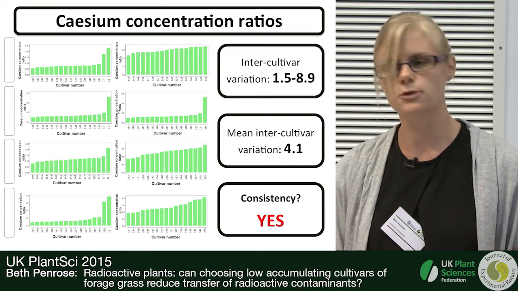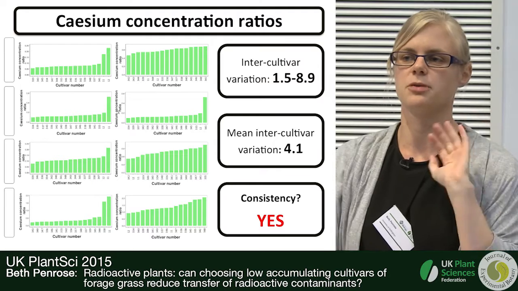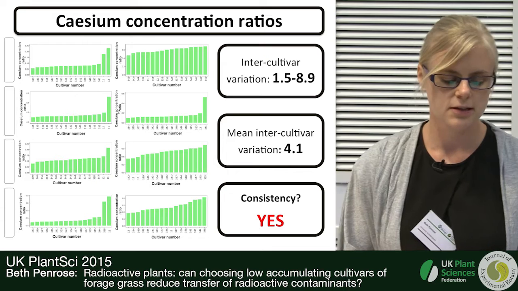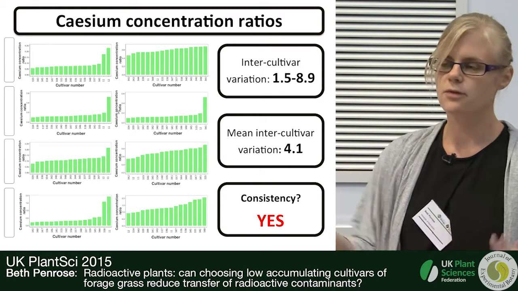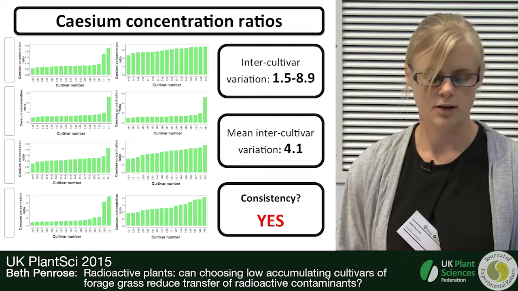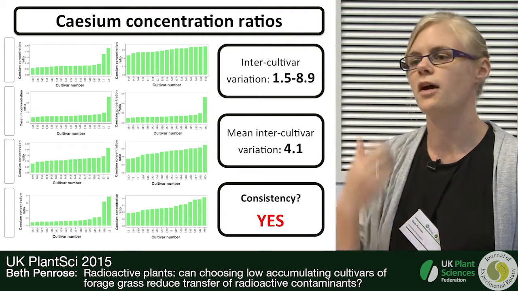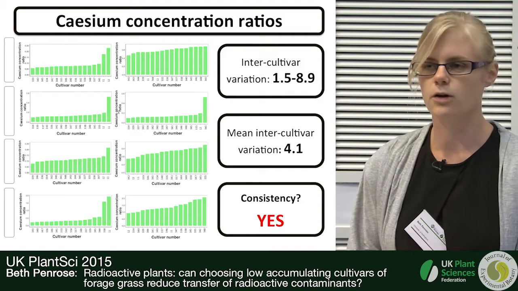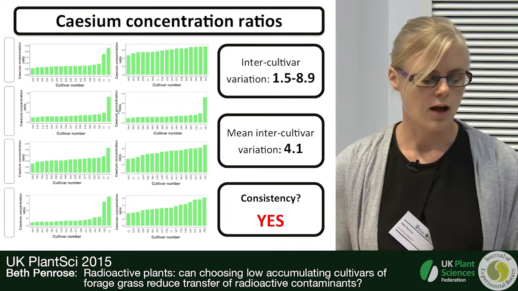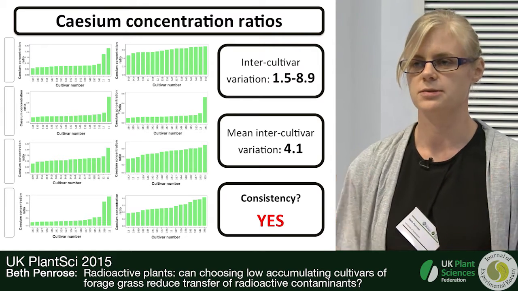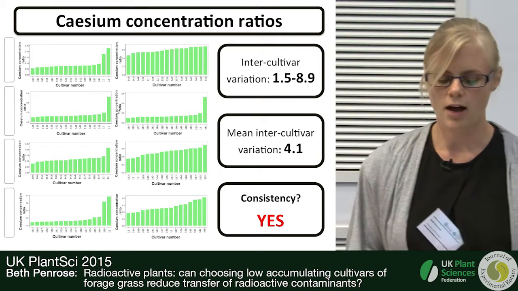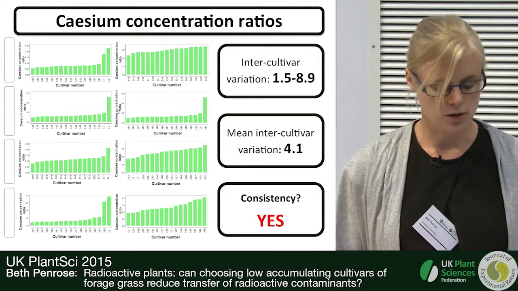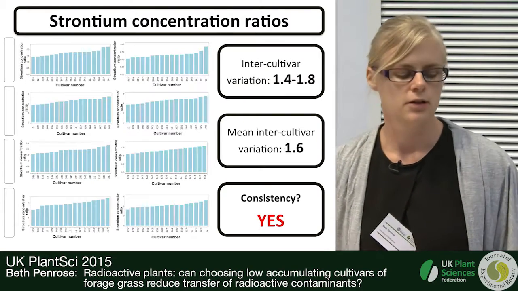Basically, the intercultivar variation becomes smaller when you have fewer cultivars. That's not going to come as a surprise to you guys. But it's still rather large, so you can still get maybe up to 8.9 fold variation in cesium concentration ratios, and a mean of something like 4.1. And is there consistency? We've done some statistical tests to look at consistency, and yes, there are 4 varieties that are consistently low accumulators of cesium, so this is very good.